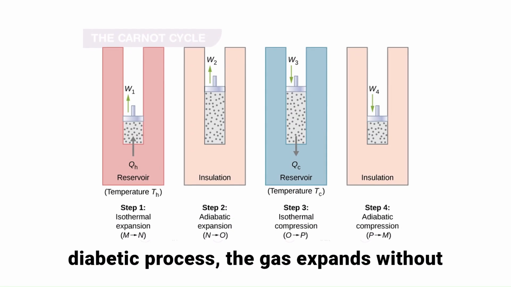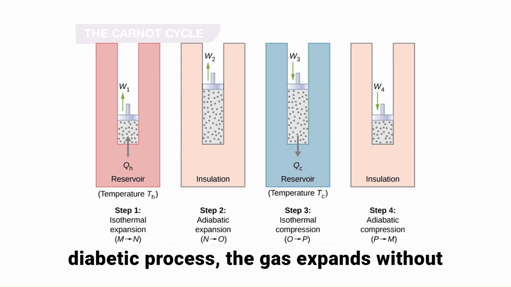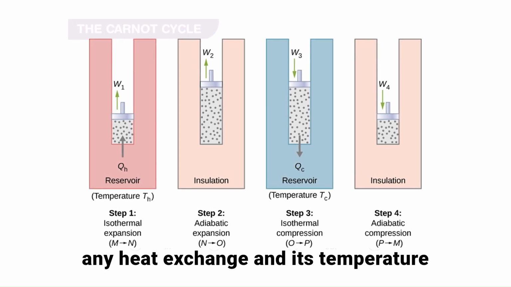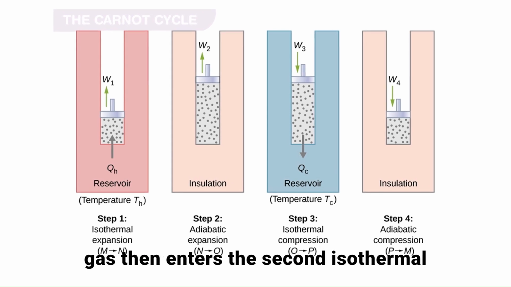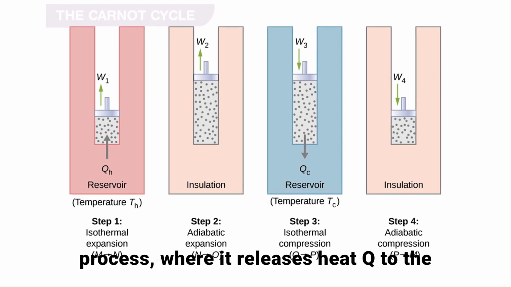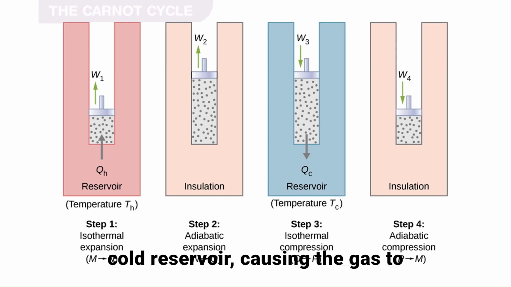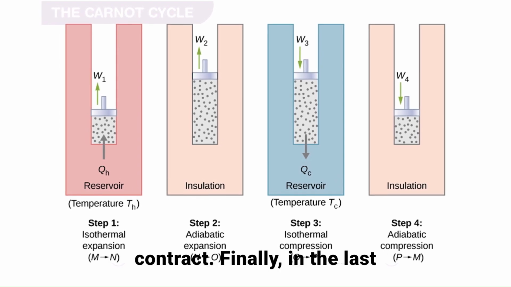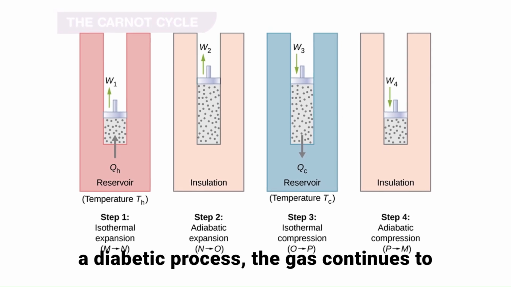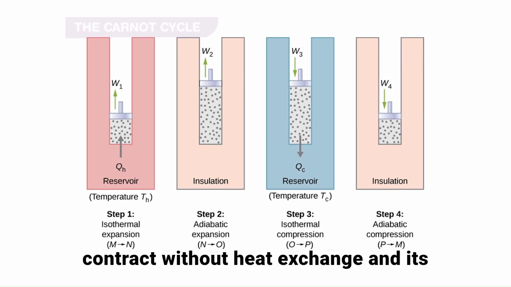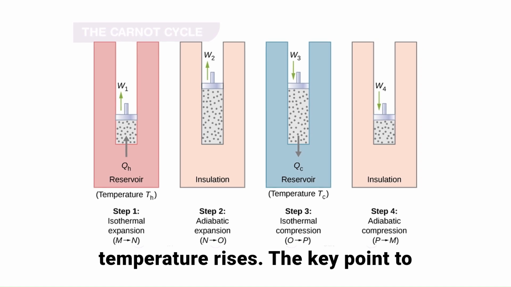In the second process, the adiabatic one, the gas expands without any heat exchange, and its temperature decreases as it does work. The gas then enters the second isothermal process, where it releases heat, Q, to the cold reservoir, causing the gas to contract. Finally, in the last adiabatic process, the gas continues to contract without heat exchange, and its temperature rises.